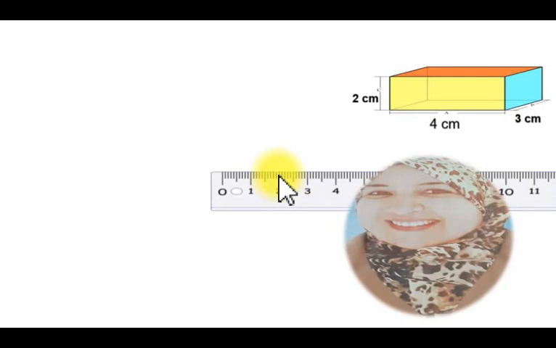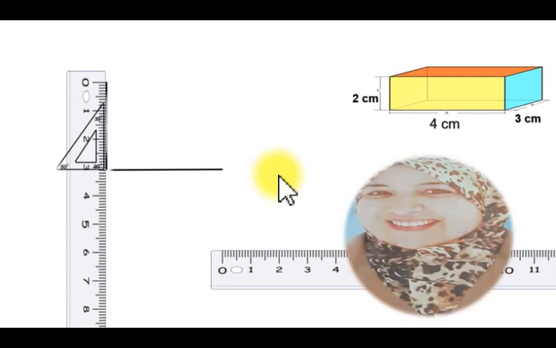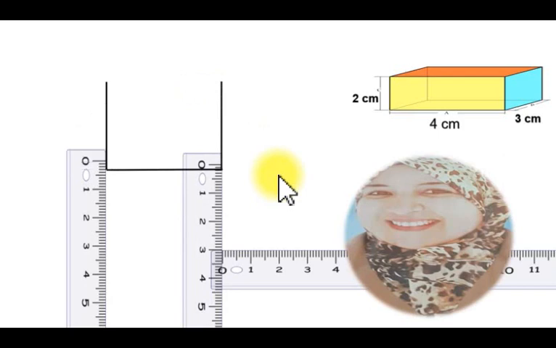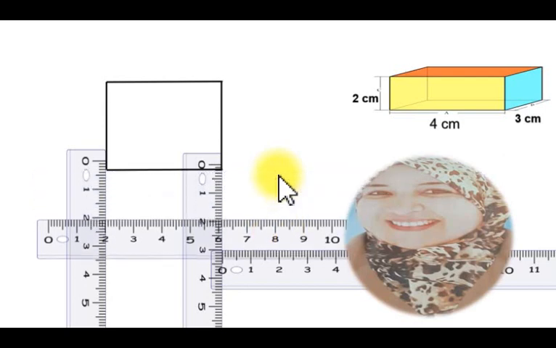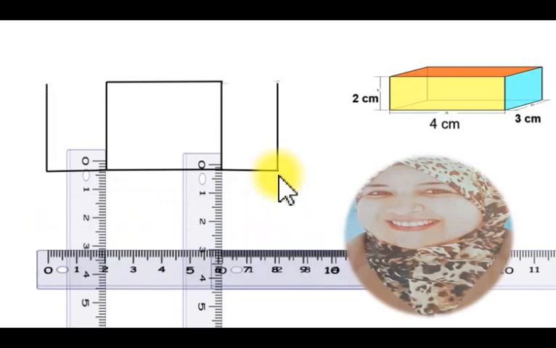We want to use our ruler to draw 4 centimeters. Then use the set square to measure 3 centimeters and a parallel one 3 centimeters. So close your rectangle with 4 centimeters to have the base of this cuboid. After drawing the base, we need to draw the 4 sides. So, as you know, we want to draw now 2 centimeters to the right, another 2 to the left, 2 up and 2 down, using the width 3 centimeters.